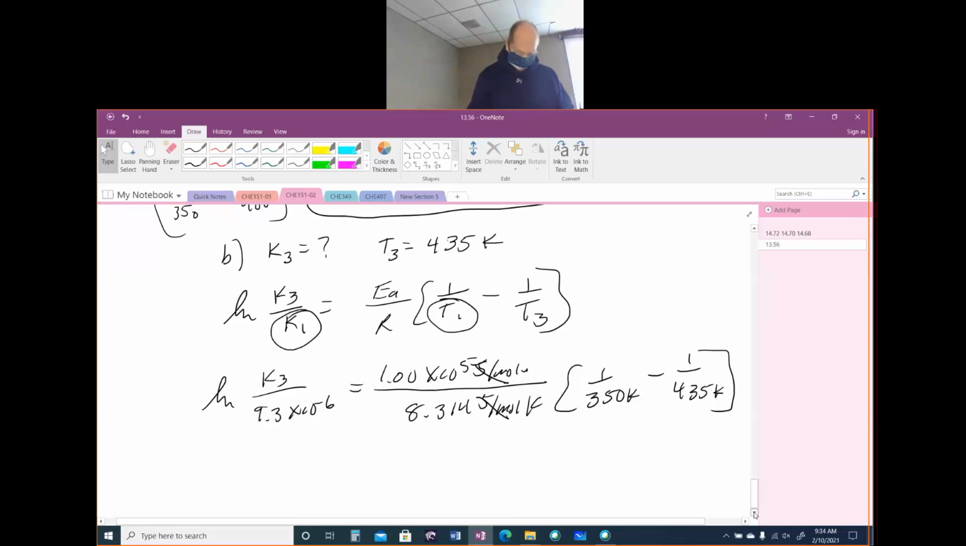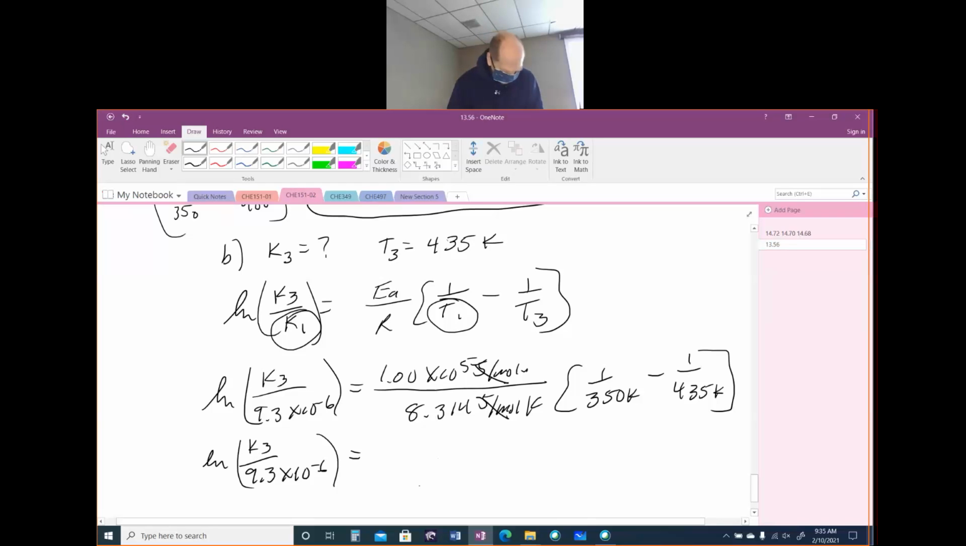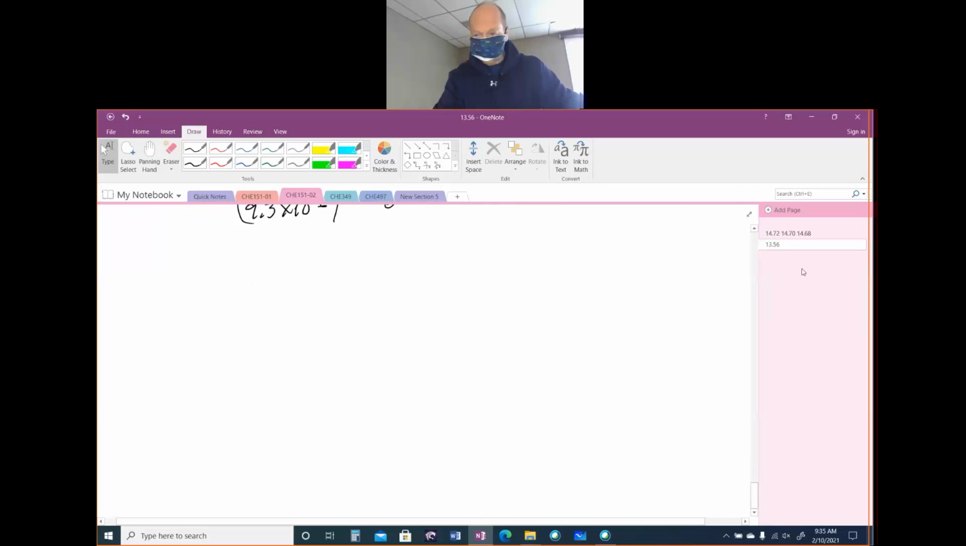This time we get the answer on the right. So we take our energy of activation, I already have it in my calculator, and I divide by 8.314. And then I multiply that in parentheses by 1 over 350 minus 1 over 435. And now I have that the ln of K3 over 9.3 times 10 to the minus 6 is equal to, and again, for clarity, you want to put these in parentheses after the ln, always parentheses, 6.732. At the end, I will accept 2 sig figs, but I'm going to give 3. Now to solve this, we have to get rid of the ln again.